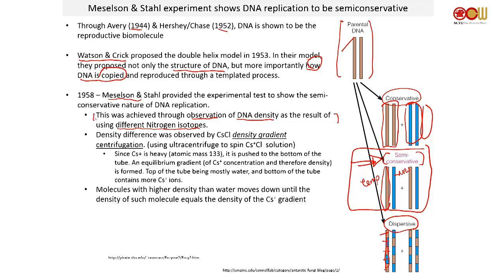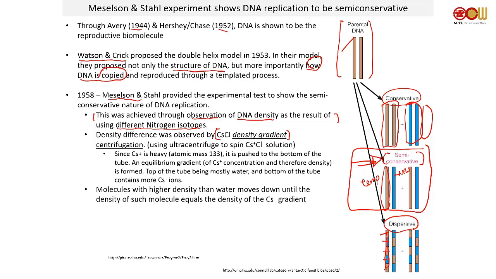Okay, so it turns out they were able to do some experiment in which they could separate labeled and unlabeled DNA, okay, using a centrifuge. Okay, and the centrifuge has with it a cesium chloride density gradient. Okay, and cesium is a very heavy metal ion.